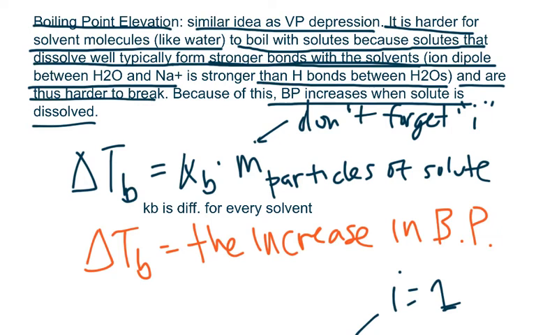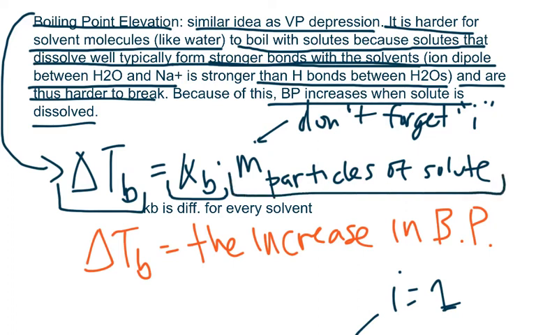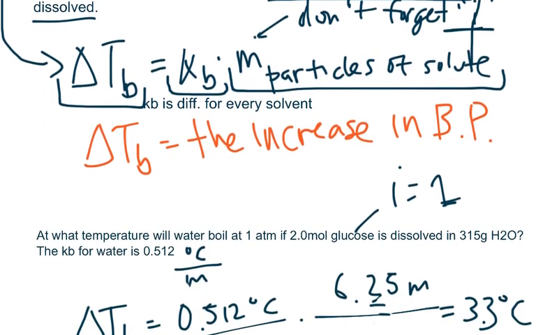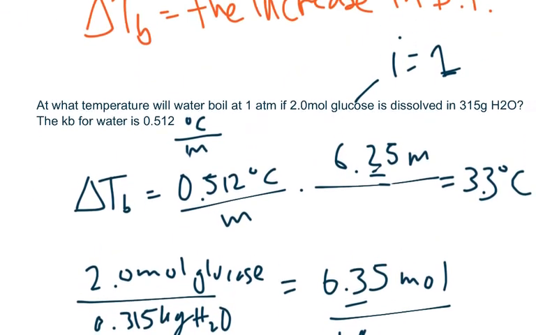So the equation for boiling point elevation is the change in the boiling point is equal to a constant Kb times the molality of the particles of solute. And for calculating the particles, don't forget the i. And let's now do a question based on this.